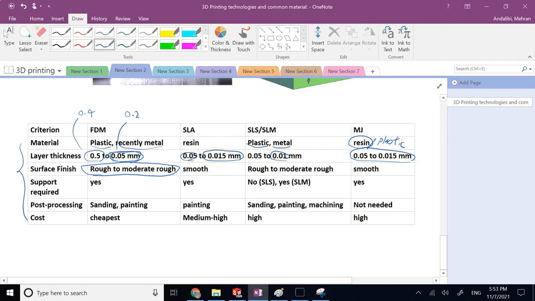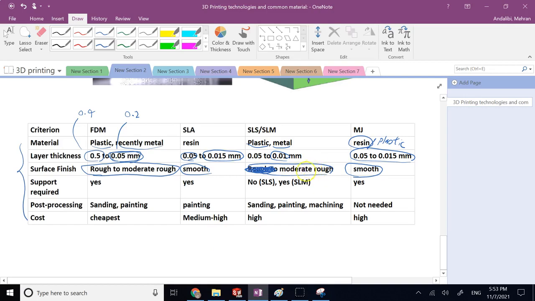And so you might say, well, if SLS and SLM have such fine layer thickness, then they should both give me nice surface quality, and the answer is no. SLA and multi-jet do when they use resin. SLS and SLM don't. They are rough to moderate rough, or I can say moderate rough maybe. They are a little bit better than FDM, but they are still rough, and that's because of the nature of melting those particles. Those powders are molten or sintered, so their shape is changed during that process.